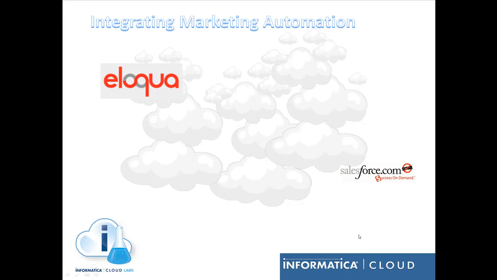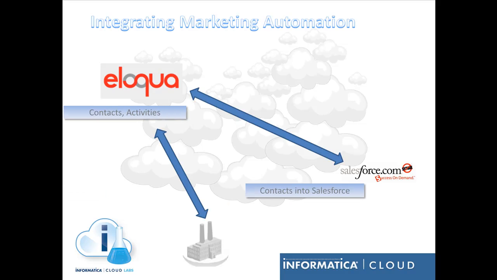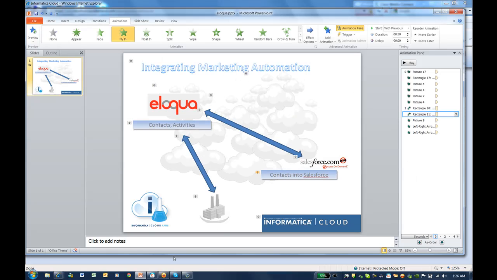Welcome to Informatica Cloud. Today we'll discuss integrating some marketing automation software, namely Eloqua, with Salesforce and some of our back office systems. We're going to do things like moving contacts and activities into Salesforce and vice versa, and also backing up some of our Eloqua data into our data warehouse for some business intelligence analytics. So let's go ahead and get started.